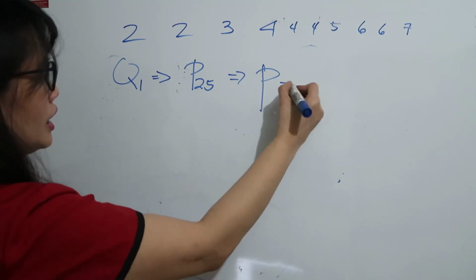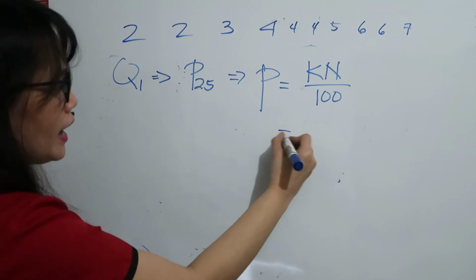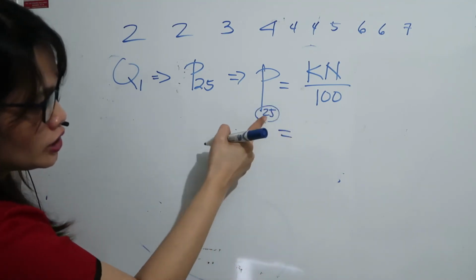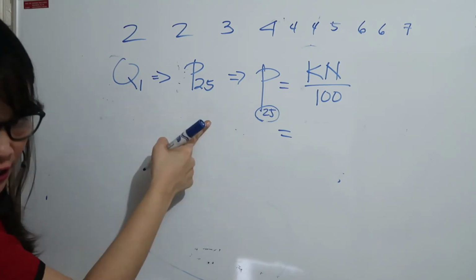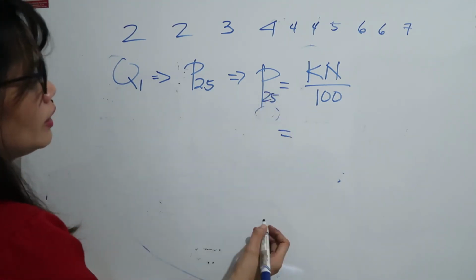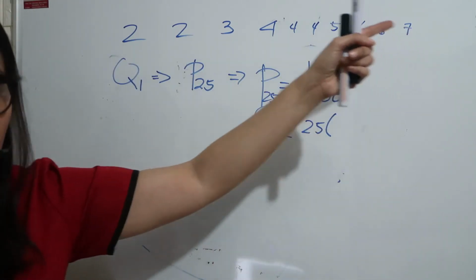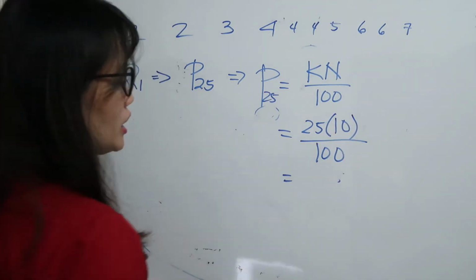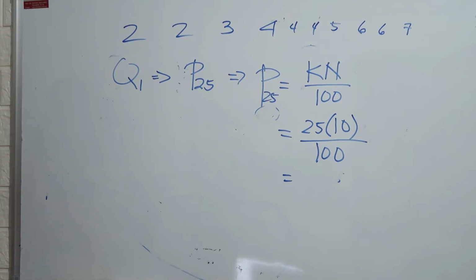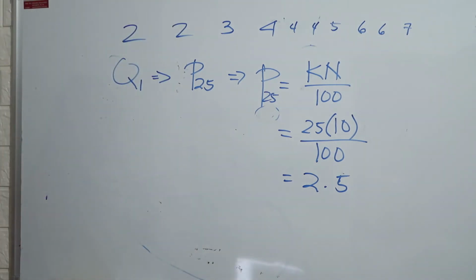So P is equal to Kn over 100. What is your Kn? You are referring to percentile 25, which is the same as quartile 1, so their values are the same. So we have 25 multiplied by how many given data that we have? Ilan daw yan? Okay, 10. Divided by 100. What's the answer? Okay, 2.5. Round up.